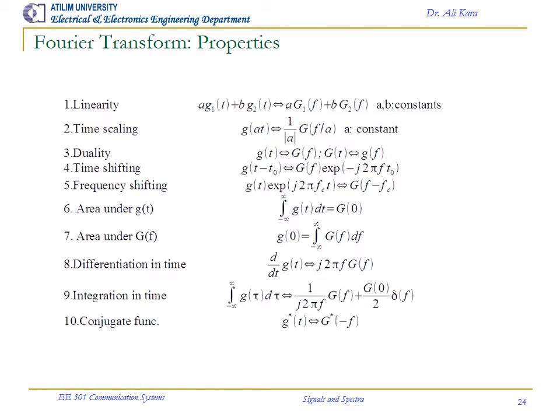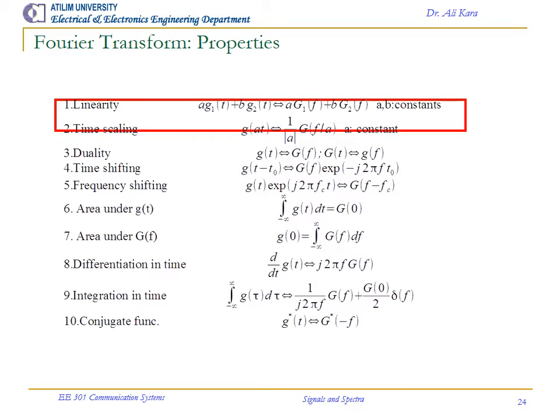Fourier transform properties. In the following table of properties, unless otherwise stated, whatever the property the Fourier transform has also the inverse Fourier transform. Linearity. The Fourier transform of a times g1 of t plus b times g2 of t is equal to a times capital G1 of f plus b times capital G2 of f, where a and b are constants.